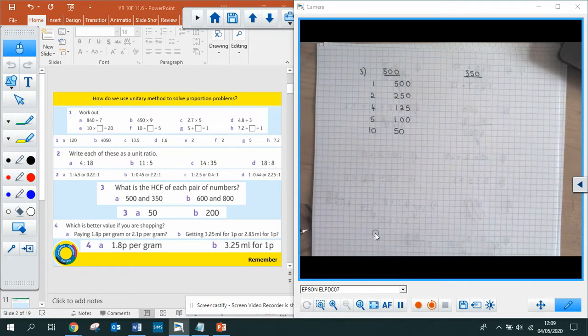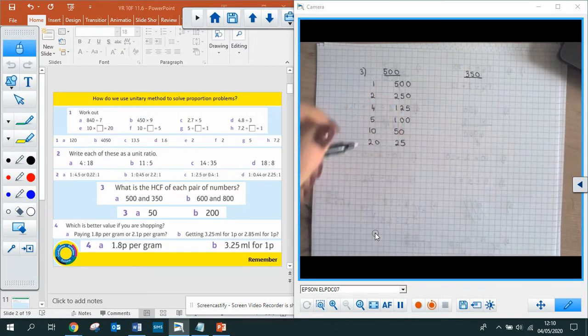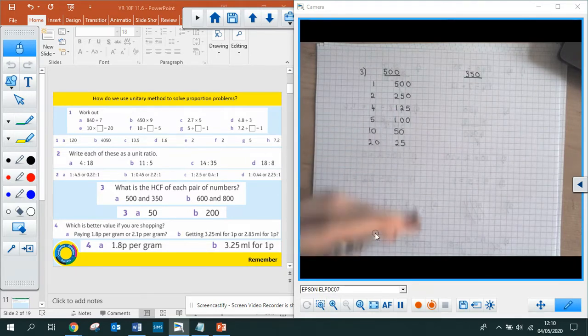11 isn't. 12 isn't. 13 isn't. 14 isn't. 15 isn't. 16 isn't. 17 isn't. 18 isn't. 19 isn't. 20 is. And then 21, 22, 23 and 24 aren't. And then we'll come back to 25. Okay, so that's all your factor pairs for 500.